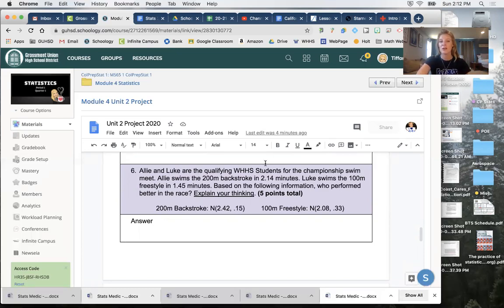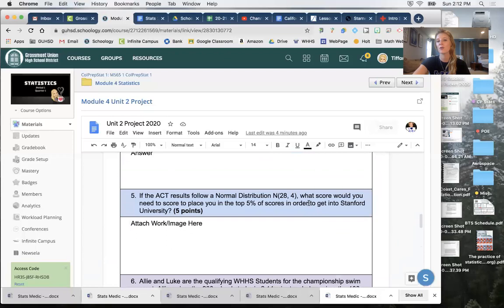For my daughter, you can compare hers to this one. For my son Luke, you can compare his to this normal distribution for the 100-meter freestyle, and you can figure out relative to the other people doing those races who did better. Remember, it's a race. This is very similar to the problem that we did last week, where you want to think about whether it is better to have a lower z-score or a higher z-score. So that is the last one that you have on your project.